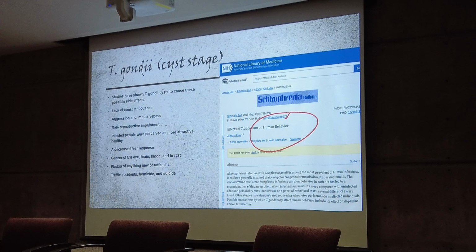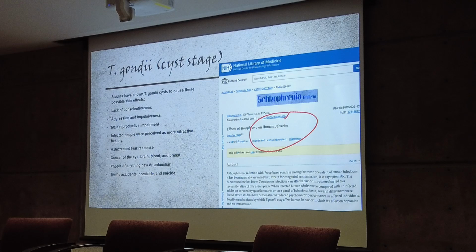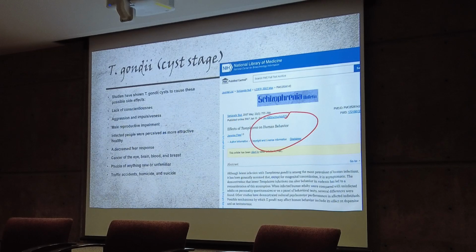Studies have shown that T. gondii cysts cause these possible side effects. Now listen to this. Not lack of consciousness, lack of conscientiousness. A parasite in the brain that can cause you to be less conscientious. In other words, more of a sociopath, someone who doesn't care as much about other people's feelings. They've actually shown links to T. gondii causing that. Aggression and impulsiveness. So now you're an angry, aggressive person who lacks conscientiousness. Male reproductive impairment. So now you have low libido, and now you know why they're frustrated.